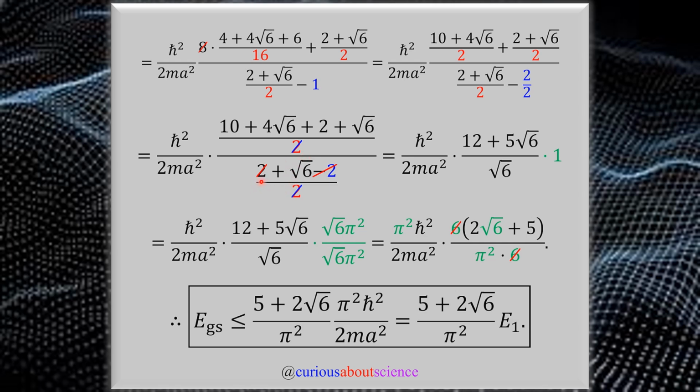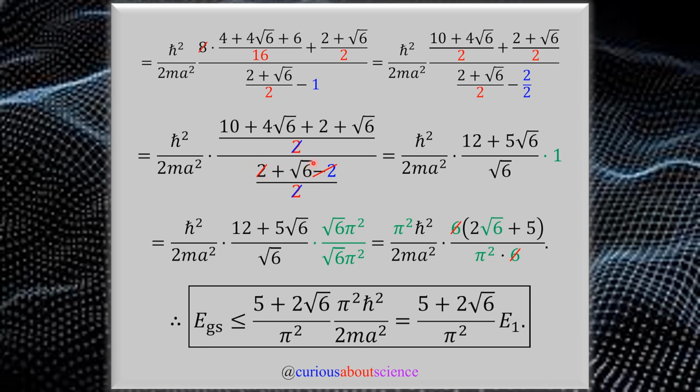And then we see that we get 2 plus square root of 6 minus 2 over 2. So the red 2s here cancel. And then we have 2 and 2 here in the numerator canceling. Wonderful, wonderful.